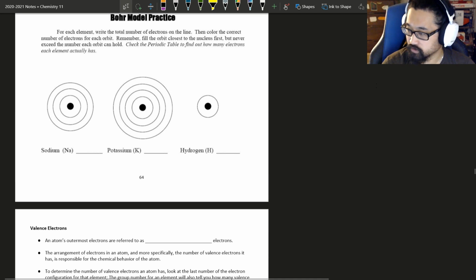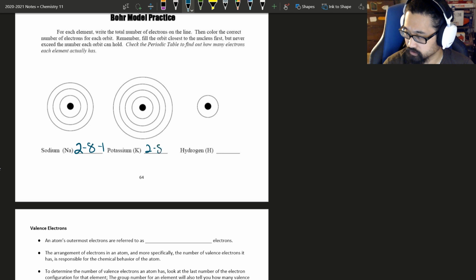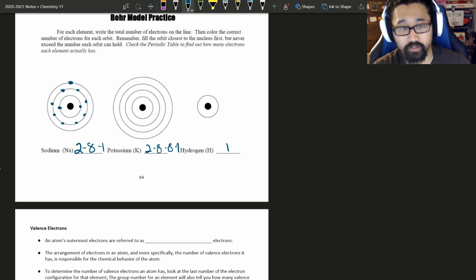Now what I'm going to do down here is I'm just going to write the configurations out just so that I know them. And this is 1. But again, 2 dots here, 2, 3, 4, 5, 6, 7, 8, 1 out here. You can do the same thing with these.